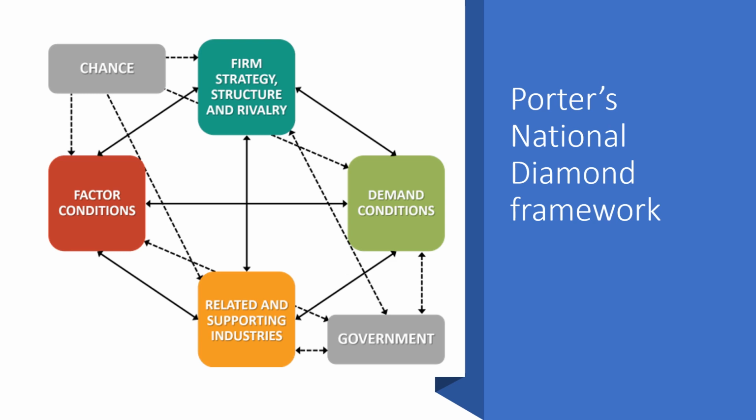Using the Porter Diamond Model, Alphabet has developed a comprehensive strategy that considers all 4 determinants of competitive advantage. This has allowed the company to remain competitive in a rapidly evolving industry and become one of the world's most valuable companies.